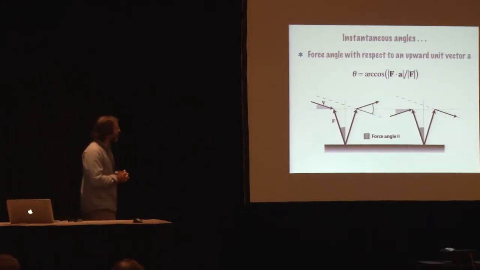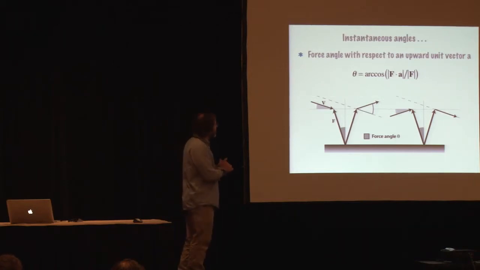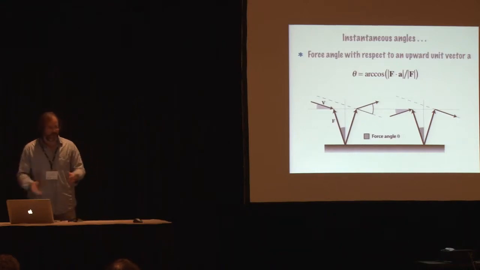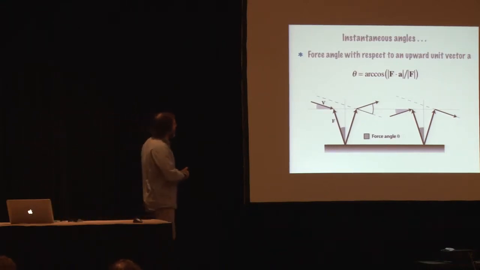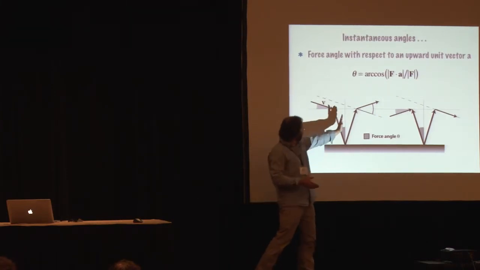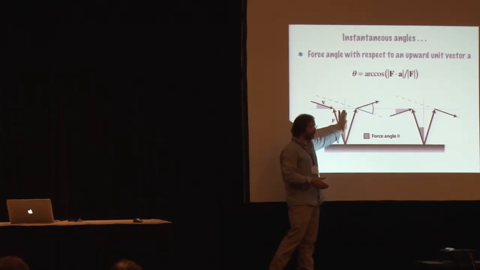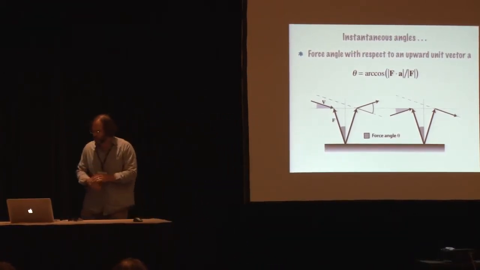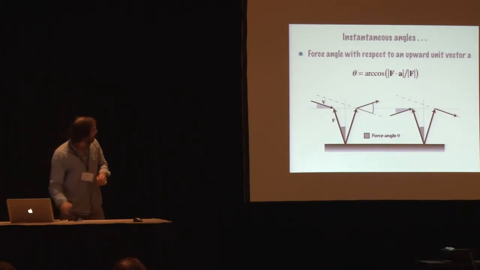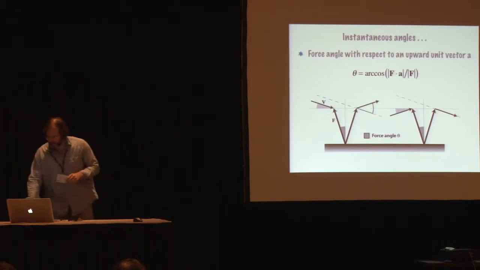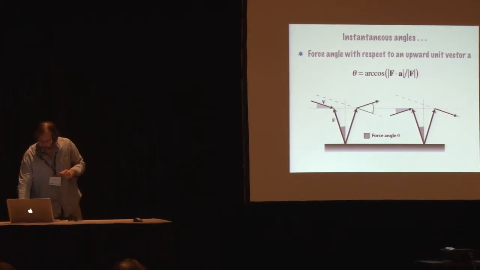So a few quick definitions. There are three different instantaneous angles that this whole approach is based upon. The first one we call the force angle, theta, and it's simply the deviation of the force vector from a vertical line. And we get this either in 2D or 3D. The concept of an angle from the dot product gives us a 3D angle in that way.